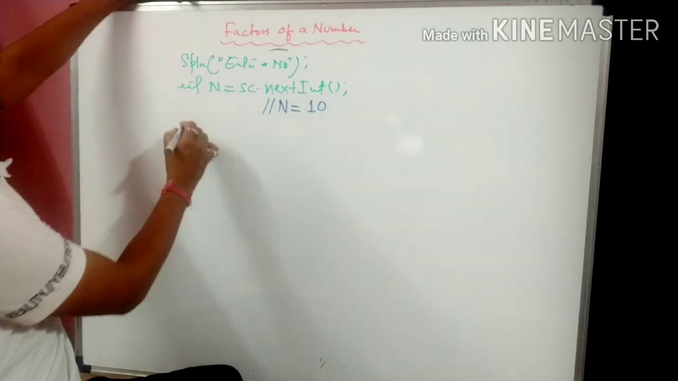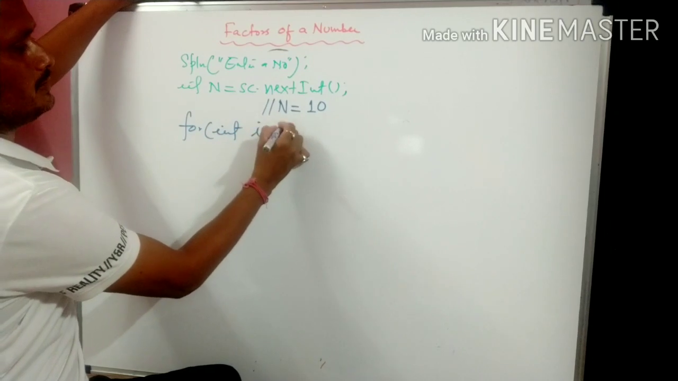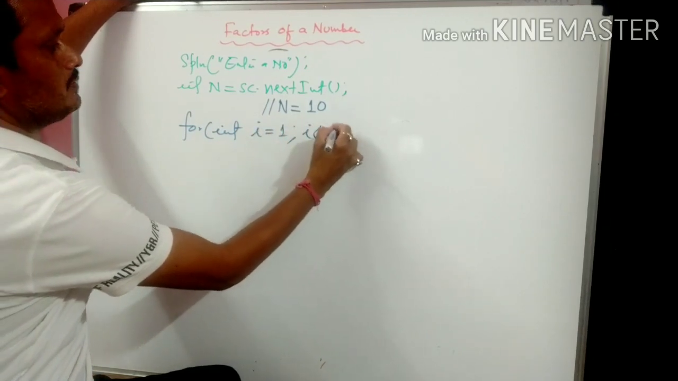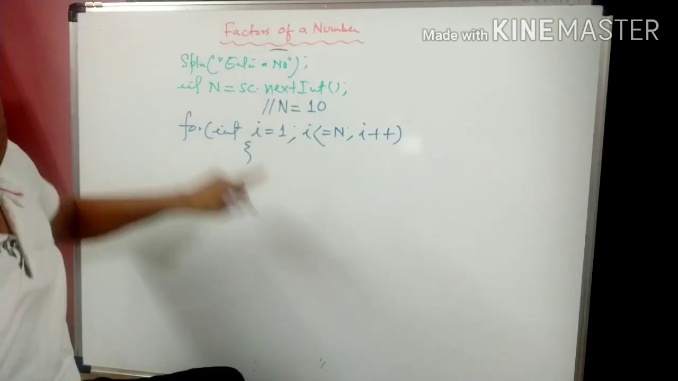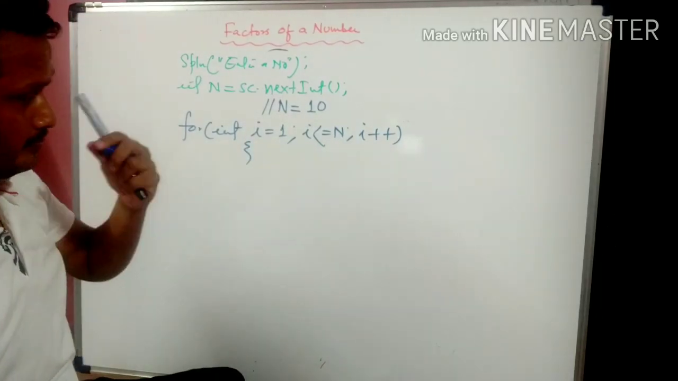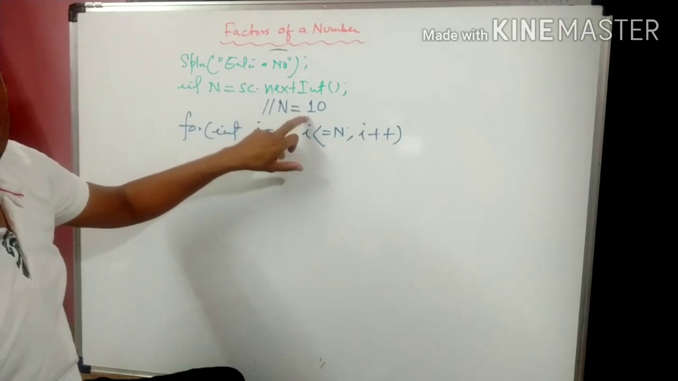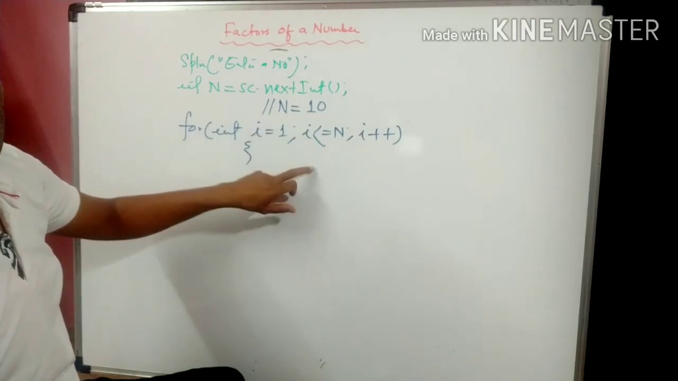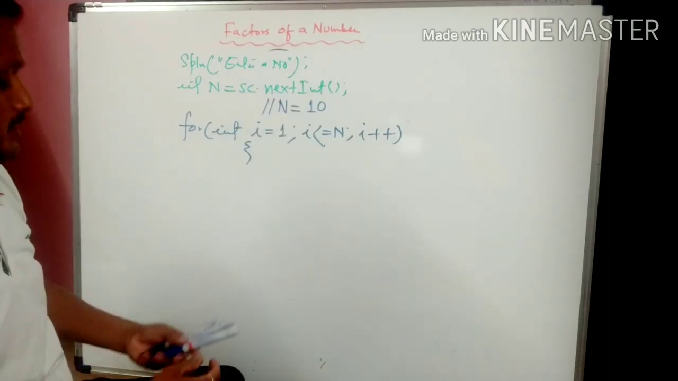Alright children, here use a for loop, int i = 1, i <= n, and i++. Can you tell me how many times this loop will execute? The first thing: what is the value of n? The value of n is 10, that means this loop will execute 10 times. The loop will execute 10 times.